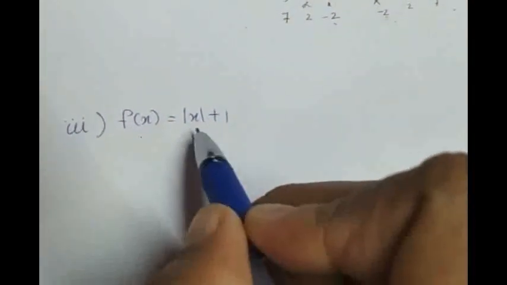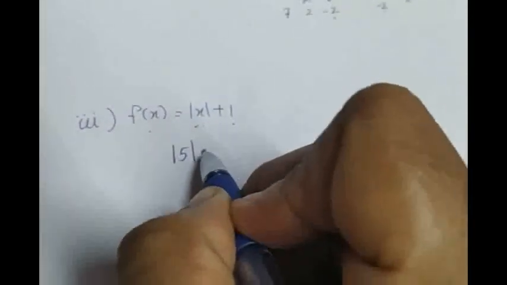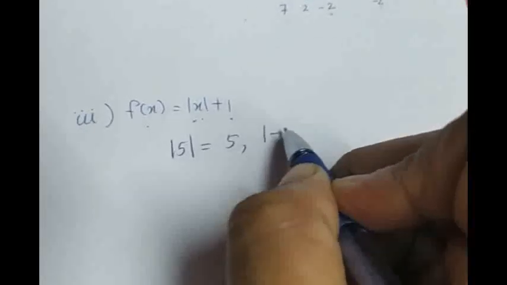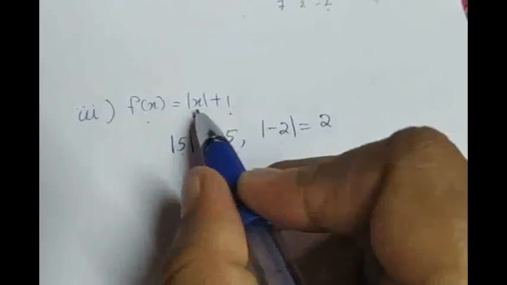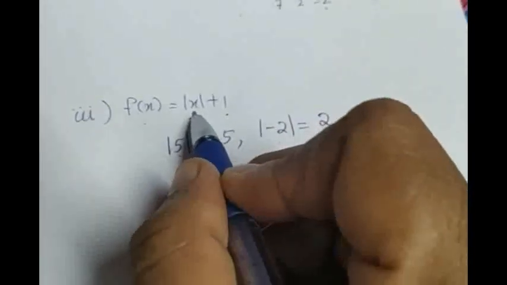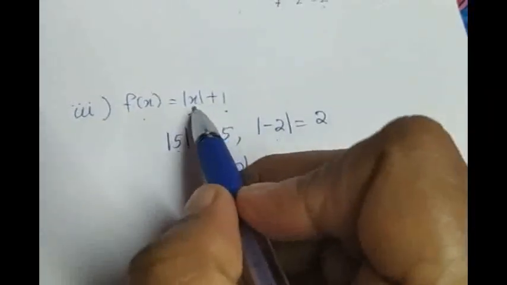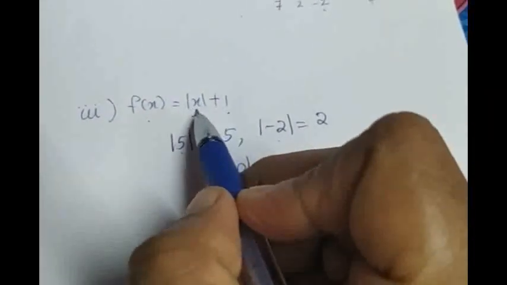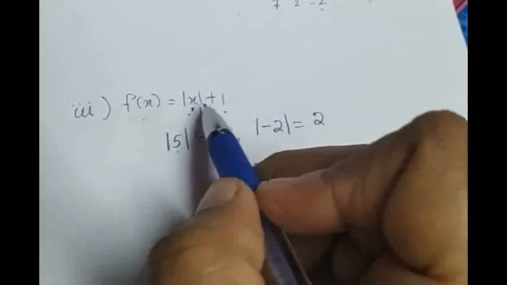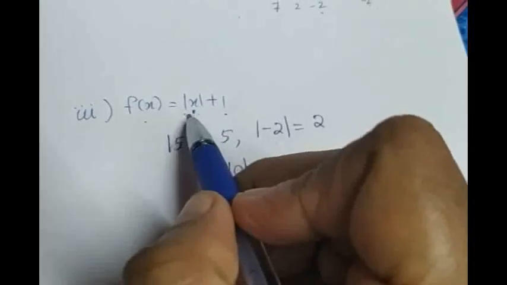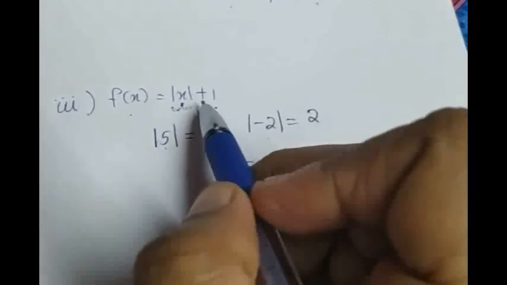Third question, f of x equal to modulus of x plus 1. Modulus of x means if I want to find the modulus of 5, I will get 5. If I want to find the modulus of minus 2, I will get 2. So if I take a positive number or a negative number, I will get its modulus as a positive number. Okay, and modulus of 0 is defined as 0 itself. Then x can take any real number value, whether it is a fraction, a negative number, an integer or a decimal, whatever be the value, we will get only a positive value for mod x. Okay, plus 1 is the function value.